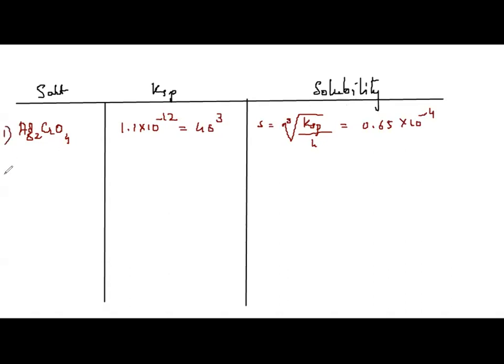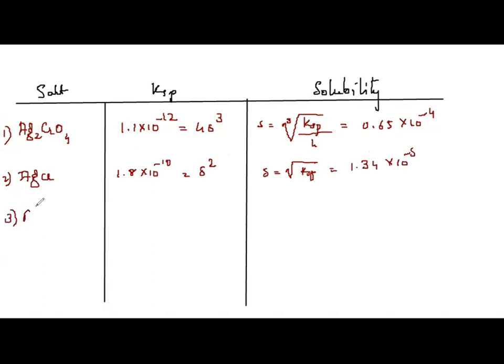This is first one. Second one is what? Silver chloride. How much is the value given? Silver chloride, it is 1.8 into 10 raised to minus 10. It is made up of two atoms, so it is of type AB. Therefore, it is S square. Therefore, S is equal to what? Root of Ksp. And root of 1.8 comes out to 1.34 into 10 raised to minus 5.